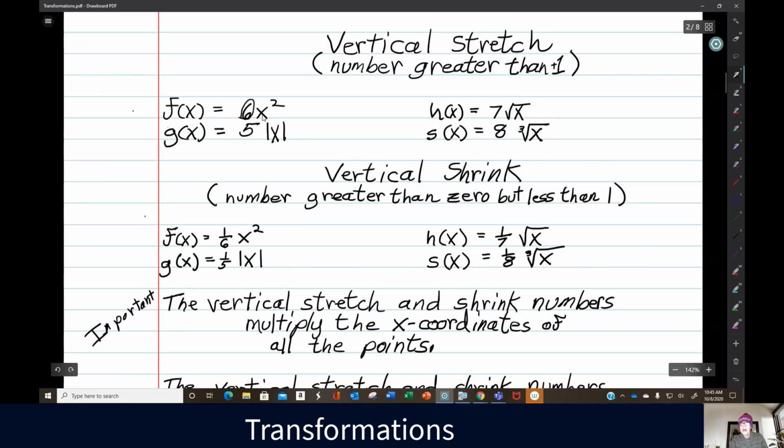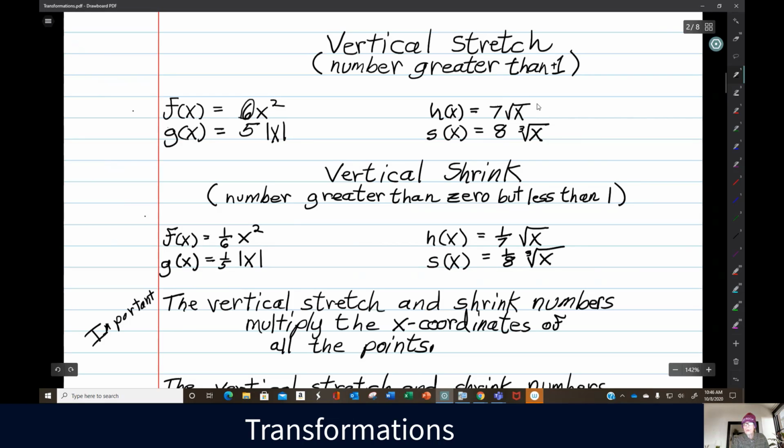To make x squared higher and skinnier, I could multiply by any number greater than 1, and I just chose 6. And I am going to stretch the absolute value of x by a factor of 5. Actually, this is called by a factor of. We're stretching by a factor of 6, a factor of 5, a factor of 7, a factor of 8.